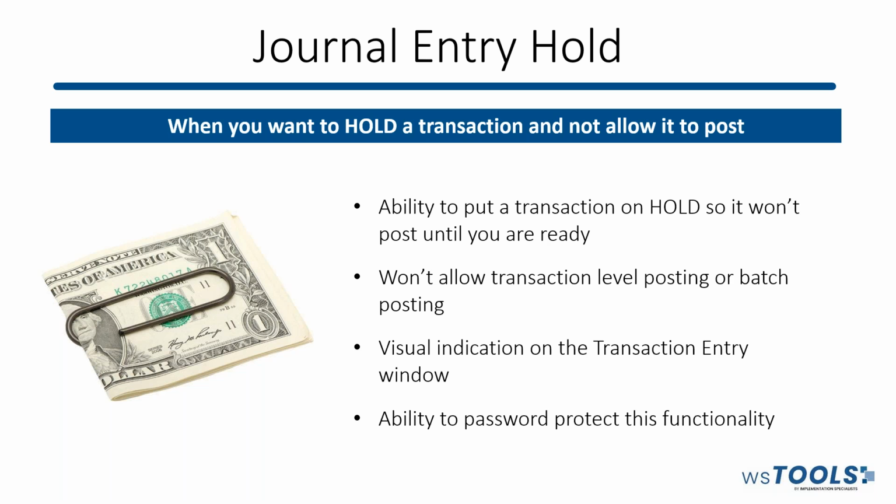But now with Journal Entry Hold, this is a great tool that allows you to put an individual GL transaction on hold so that it can't be posted before you're ready for it to be posted. So placing a GL transaction on a journal entry hold then also prevents posting of the batch assigned to that transaction. So regardless of where you try to post it from, if there's a transaction in that batch that's on hold, you're not going to be able to post the batch either.